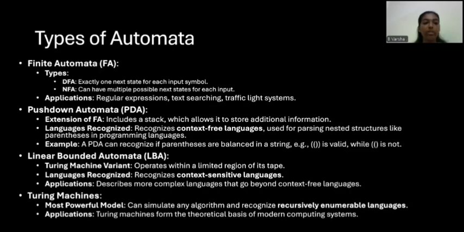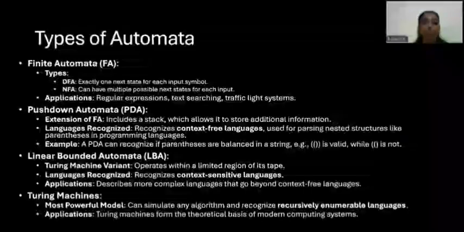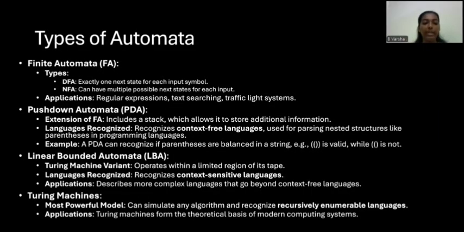Pushdown automata. It includes a stack, which allows it to store additional information. Language recognition: it recognizes context-free languages, used for parsing nested structures like parentheses in programming languages. For example, a PDA can recognize if parentheses are balanced in a string. For example, one bracket open and one bracket close is valid, whereas one bracket open and one bracket not closed is not.